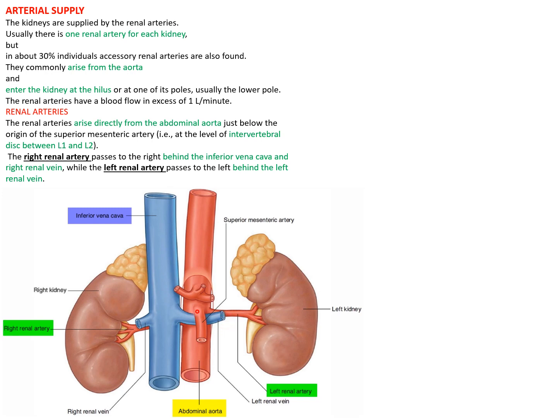The renal arteries arise just below the origin of the superior mesenteric artery at the level of the disc between L1 and L2 vertebra. The right renal artery, after its origin, passes behind the inferior vena cava and the right renal vein and enters the hilum of the right kidney. The left renal artery, after its origin, passes behind the left renal vein and enters the hilum of the left kidney.